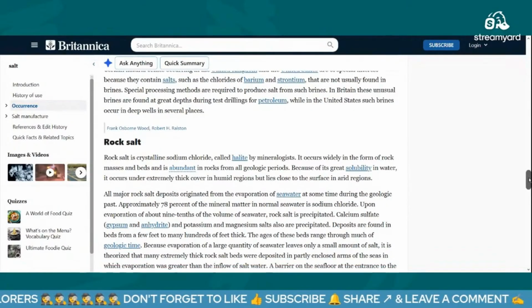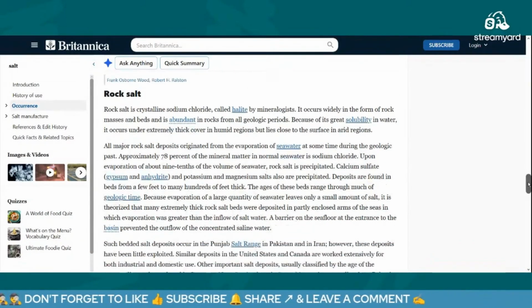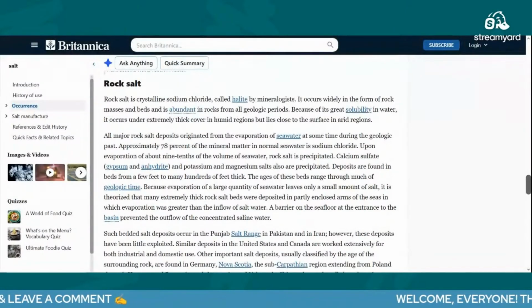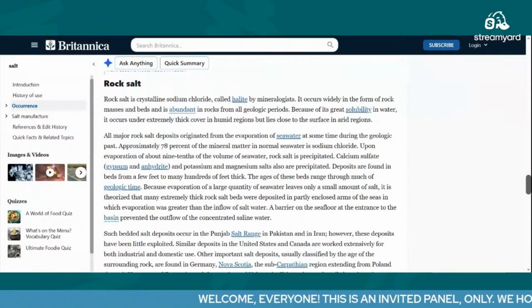Rock salt. Rock salt is crystalline sodium chloride called halite by mineralogists.